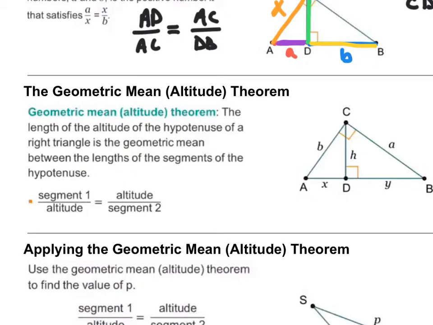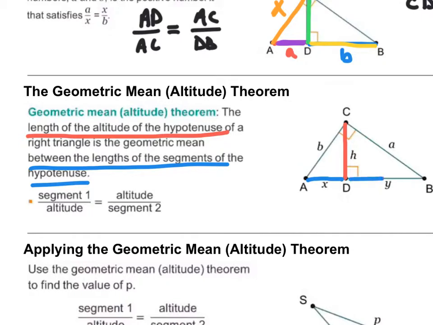But what I know is this: if I were to come through here and draw in what this stuff means, it means the length of the altitude of the hypotenuse of a right triangle, which is this length here, the altitude, and then the lengths of the segments of the hypotenuse. These values here correspond to here and here.